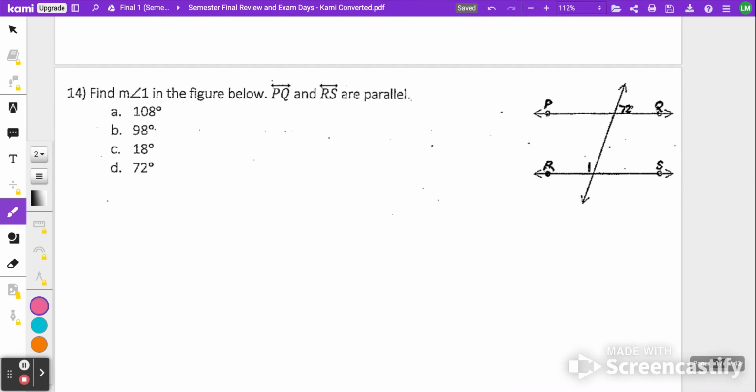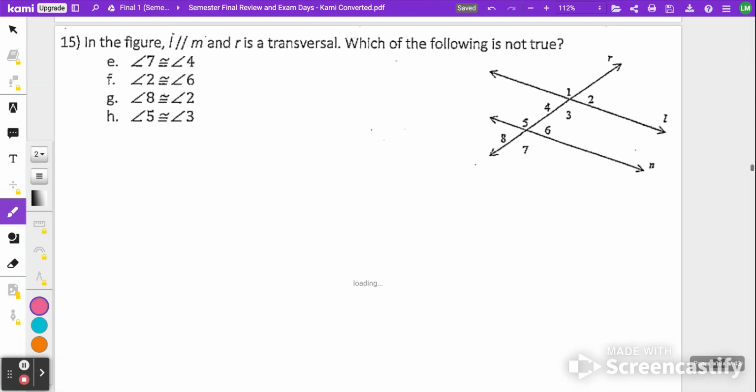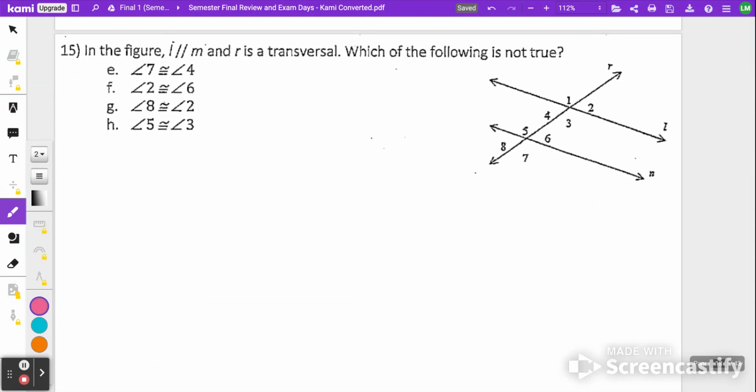Number 14, find the measure of angle 1. We know that 72 degrees is here. So this means also 72 degrees, and 72 degrees subtracted from 180 is 108 degrees. So letter A. In the figure, L and M are parallel, and R is a transversal, so which one is not true? 7 does not equal 4, so letter E is not true.